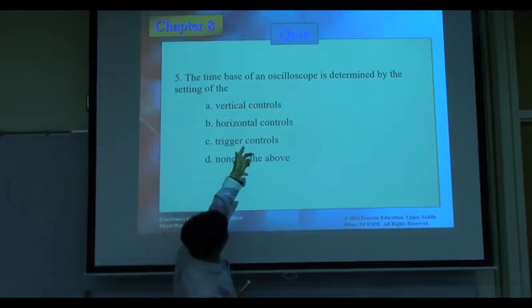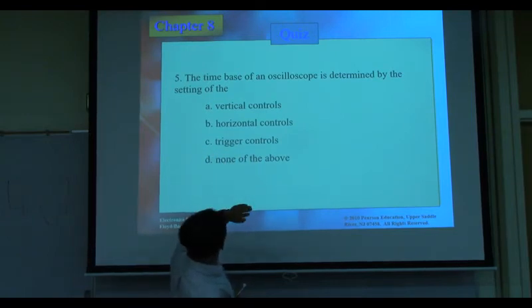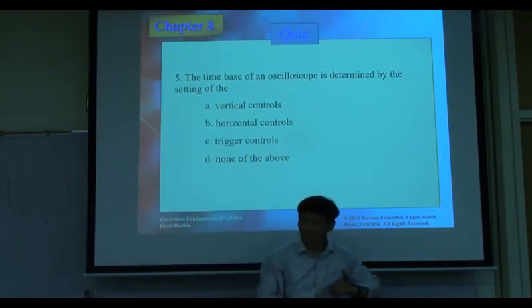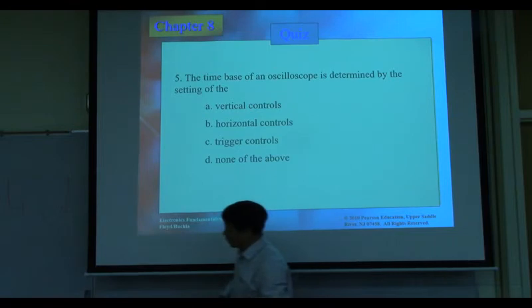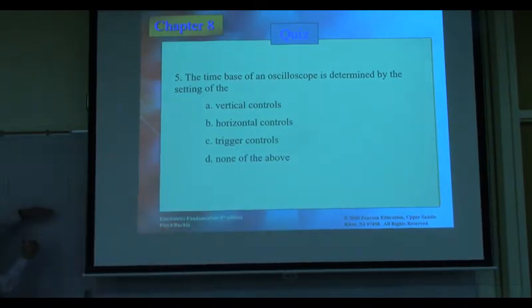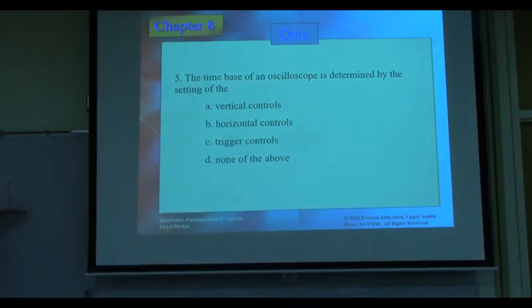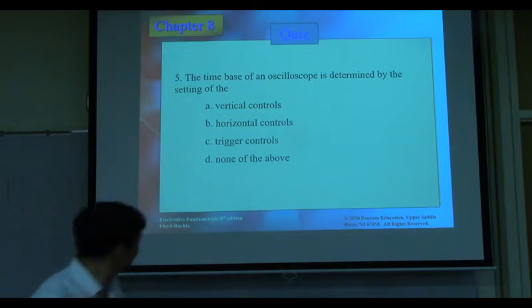B. The time base for the oscilloscope is determined by the settings of horizontal. Yes, you control this horizontal, right? And if you want to control this one, it's called vertical control. It controls the amplitude. Okay, good.